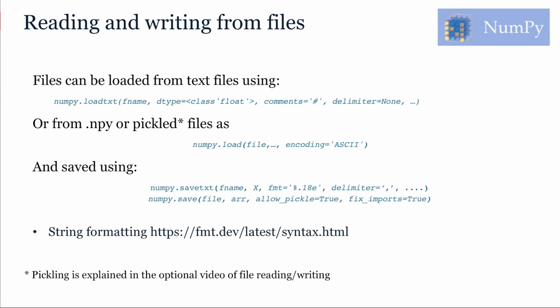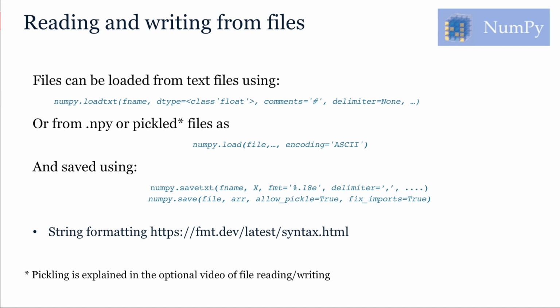Next, let's discuss reading and writing to and from files. It's possible to read from a text file or a CSV file using np.loadtxt. By default, NumPy will assume that the files are delimited with spaces. So if it's a CSV file or a file with comma-separated values, you're going to need to tell it to expect commas as delimiters, for example, as shown here in the save example.